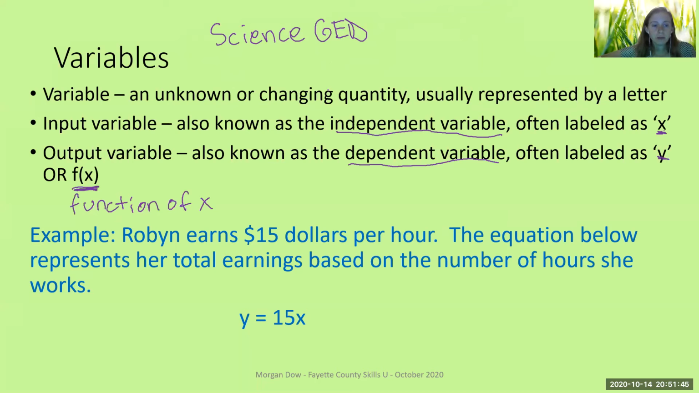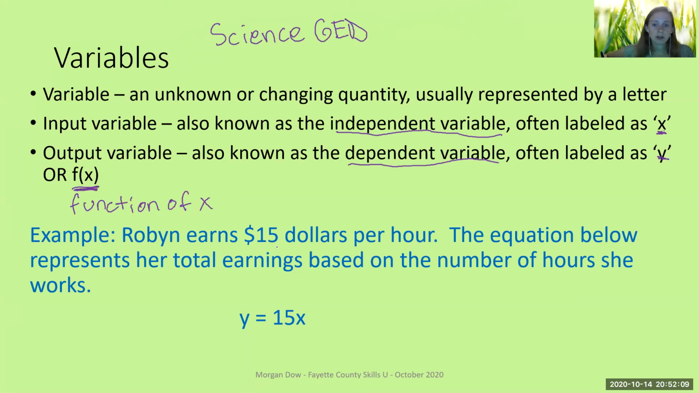So we've got our input variable and our output variable. Remember, you put your bread in, and then what you get out depends on the bread that you put in, right? So that's why the output is also called the dependent variable. It depends on what gets put in.